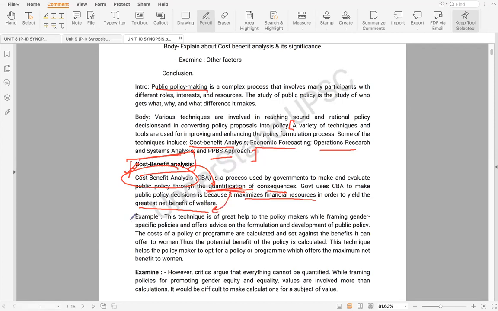Quantitatively again. So for example, this technique is of great help to policymakers while framing gender-specific policies and offers advice in the formulation and development of public policy. The costs of a policy program are calculated and set against the benefits it can offer to women or the gender in concern. Thus, the potential benefit of the policy is calculated. This technique helps the policymaker to opt for a policy program which offers the maximum net benefit to women. So you've talked about what would be the cost associated with it and balance it against the benefits. And we have to minimize the costs and maximize the benefits and maintain a subtle balance between them.